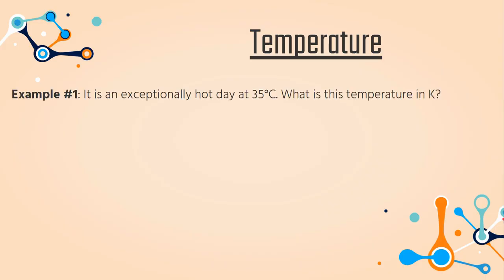Now, with temperature, let's say it's an especially hot day at 35 degrees Celsius, and I asked, what is this temperature in Kelvin? Well, take your temperature in Celsius. I'm plugging in 35 for the Celsius, keeping the 273 the same. And when I add it up, I can see that this is 308 Kelvin.